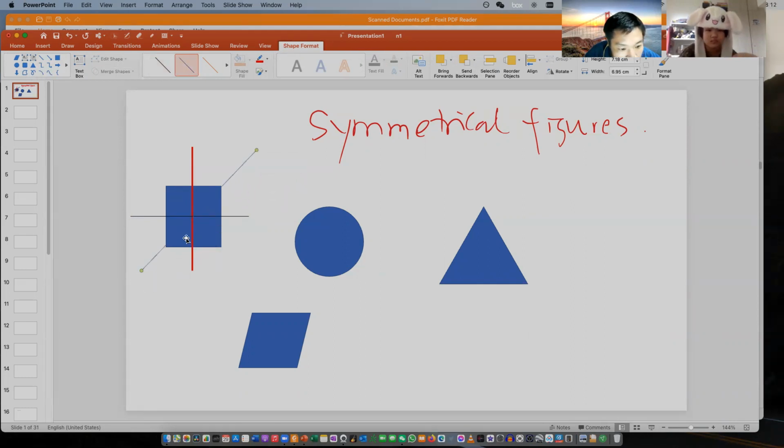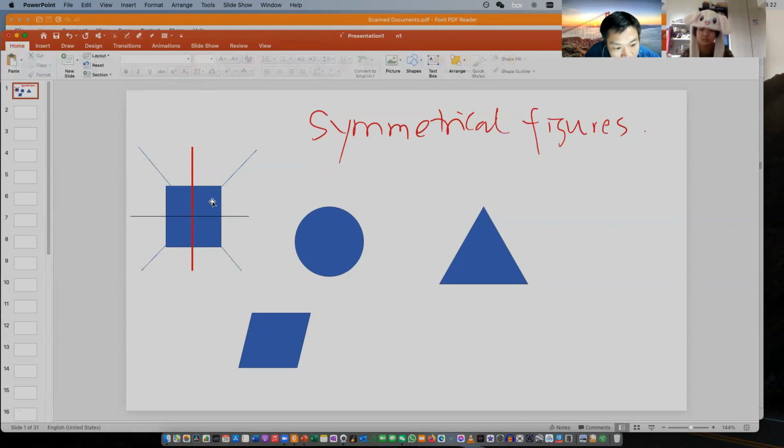And then if you continue to draw, I think this is also another line of symmetry. But make sure this is a perfect square. Just assume that this is a perfect square. Then if you continue, you get another line of symmetry here. So for this figure alone, you have 4 lines of symmetry.